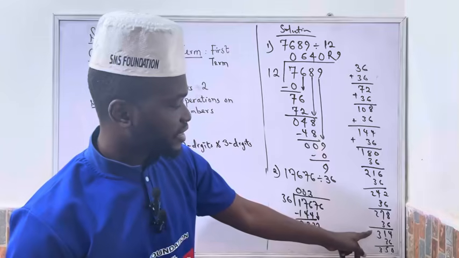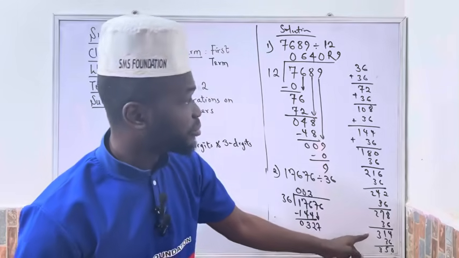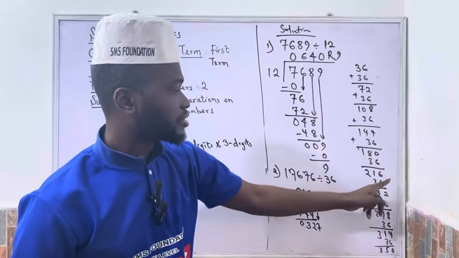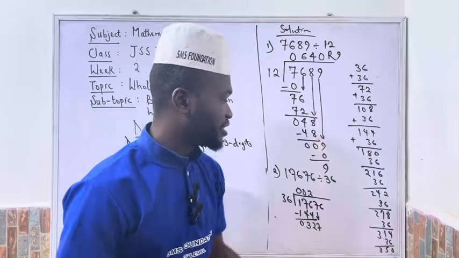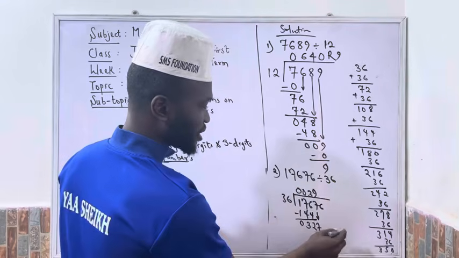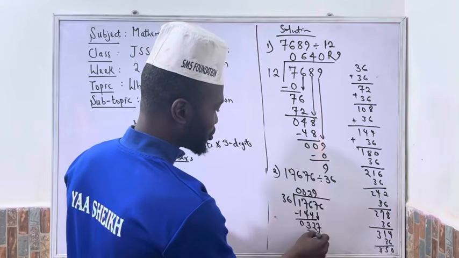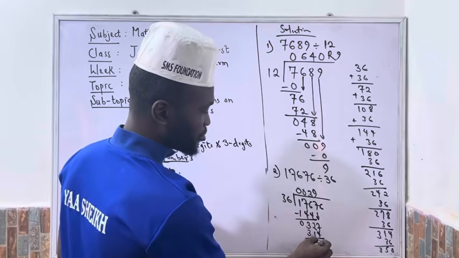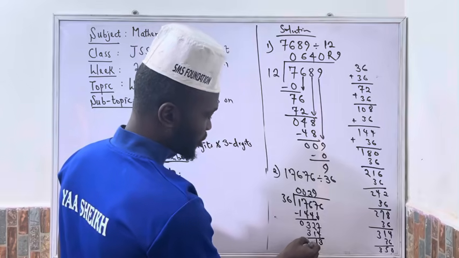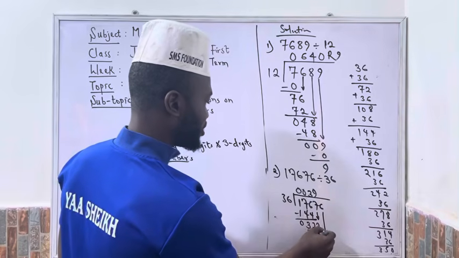So let's count how many 36 led to the one above it. 1, 2, 3, 4, 5, 6, 7, 8, 9. So 9 times. I'll put 9 here. So 36 times 9, that will give me 314. So let's subtract. 7 minus 4, that will give me 3. 2 minus 1, that will give me 1. 3 minus 0 is 0. Then we bring down the 6.